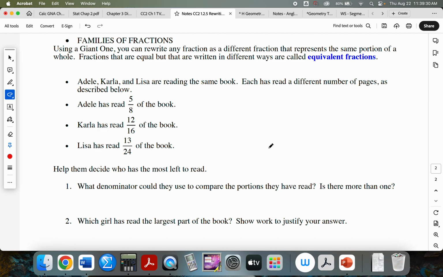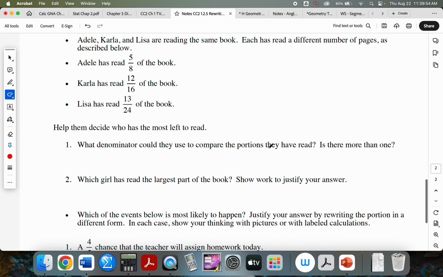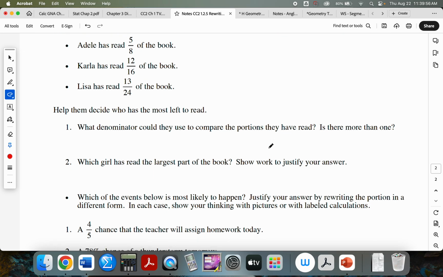So, Adele, Carla, and Lisa are reading the same book. Each has read a different number of pages as described below. Adele has read 5/8 of the book, Carla has read 12/16 of the book, and Lisa has read 13/24 of the book. So, if we want to compare all three of these, let me call on somebody. 7. That would be Ben. So what denominator would be best for this, do you think?